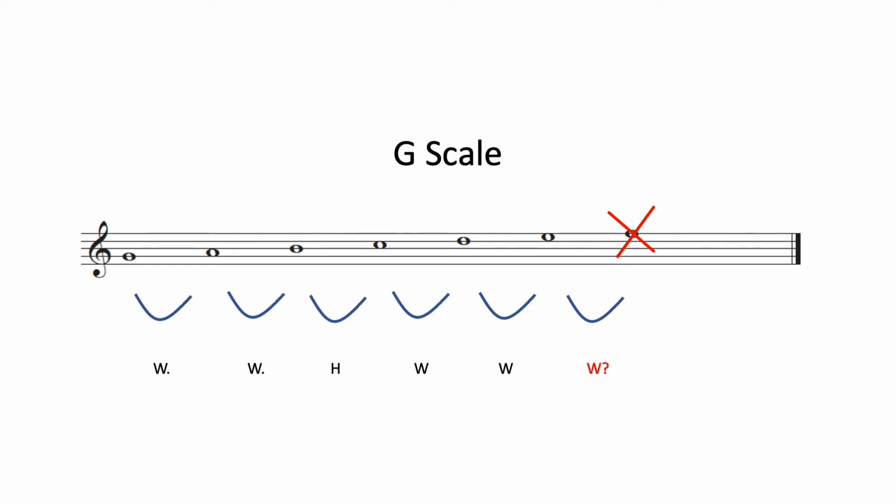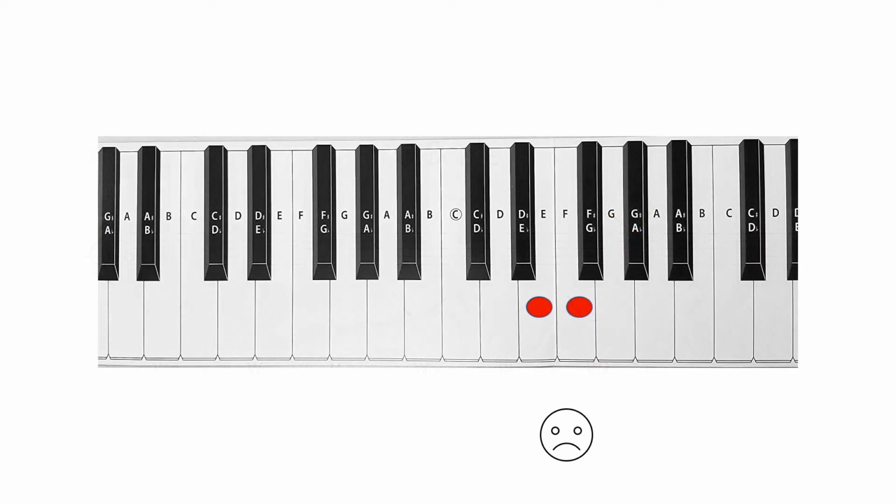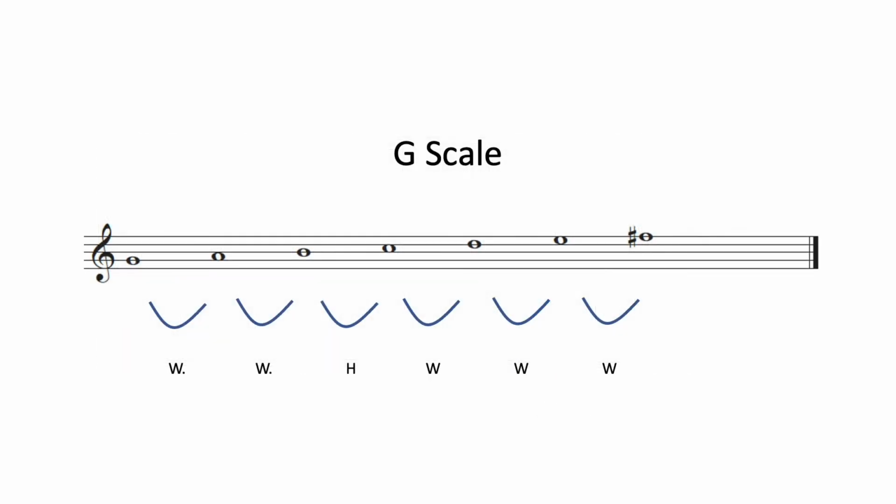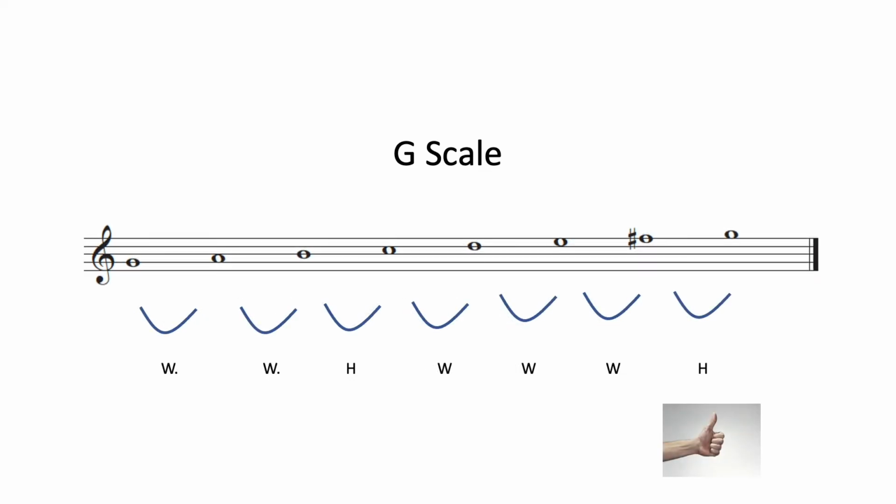Okay, so what can we do? Well, we know that E to F is a half step. And we know that a whole step is made up of two half steps, so we just need to move a half step apart. And there you go. E to F sharp is a whole step. Okay, so now I can complete my G major scale. E to F sharp is a whole step. And check it out. F sharp to G is a half step. So that's how I know that these are the correct notes for a G major scale.